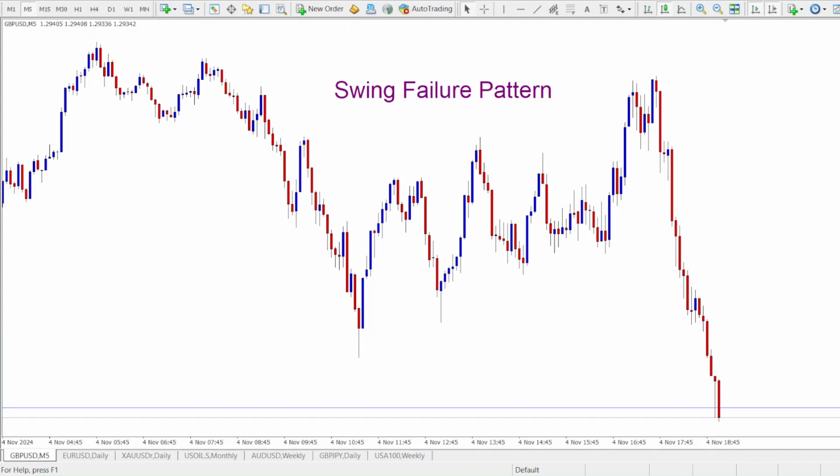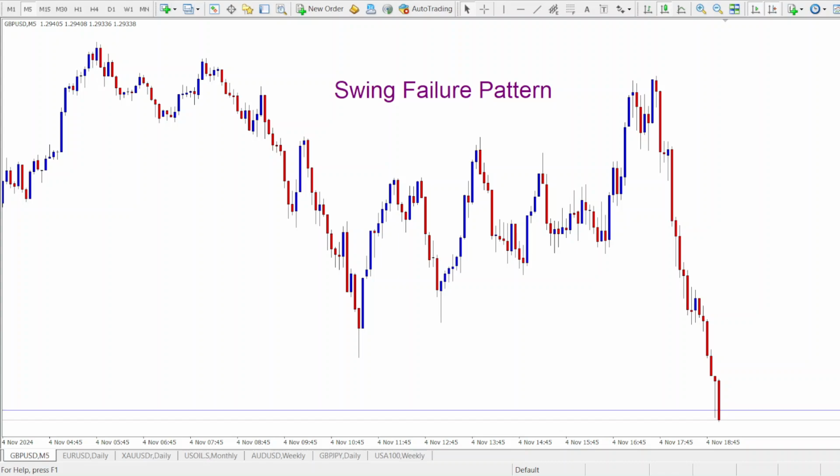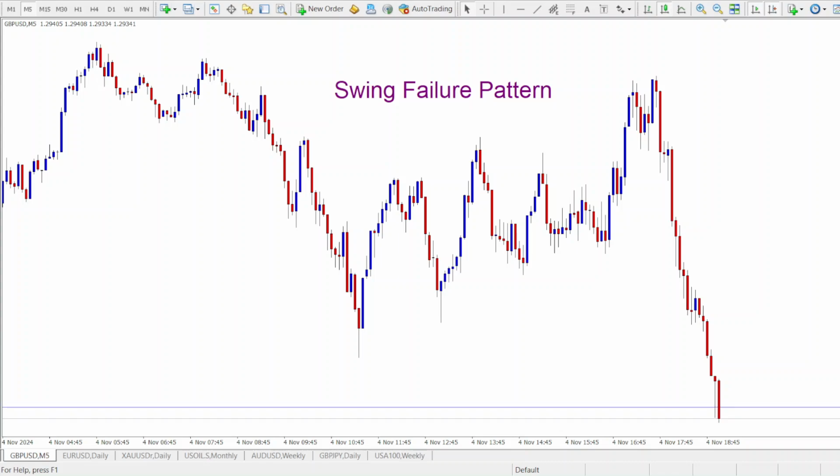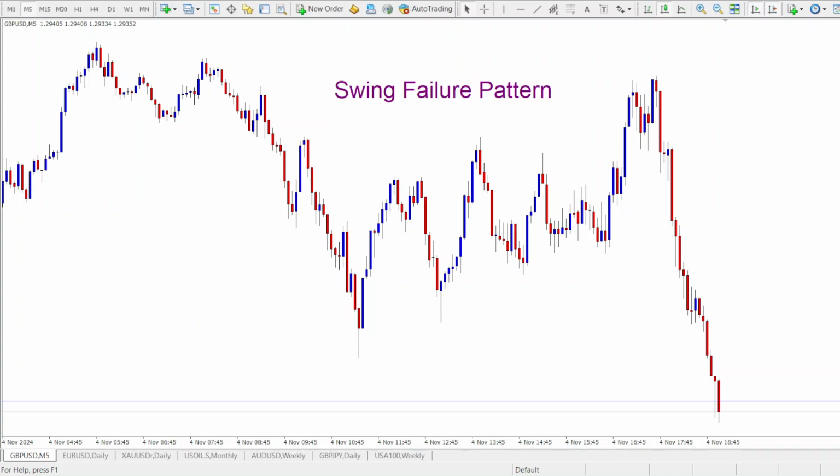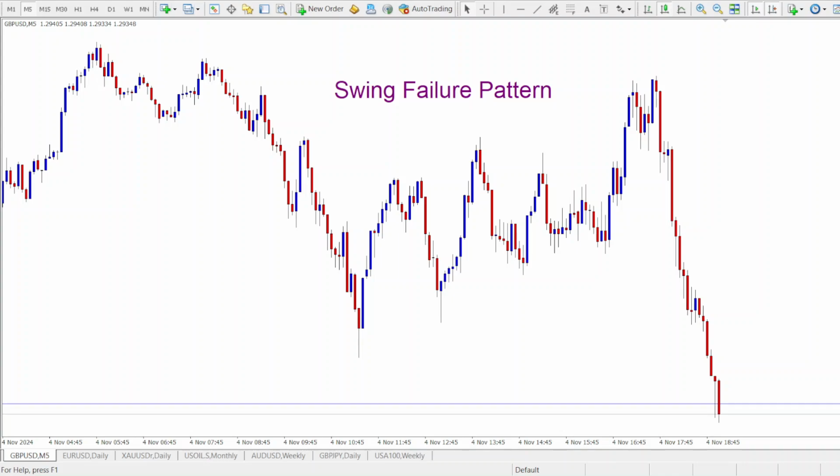In this video, we are going to be looking at a powerful yet often misunderstood pattern that can make a huge difference in your Forex trading strategy. The pattern that we are going to be looking at is the swing failure pattern, or for short, SFP. Now this pattern can help you spot potential reversals and avoid falling into common price traps, giving you an edge in the market. So if you are ready to refine your trading game, stick around.